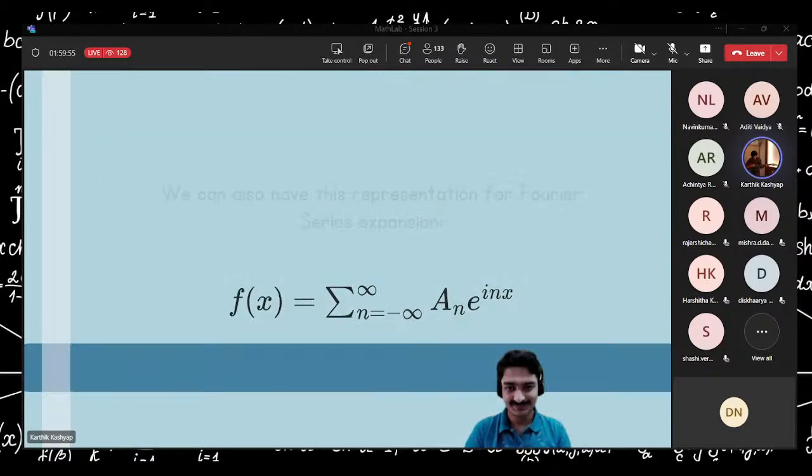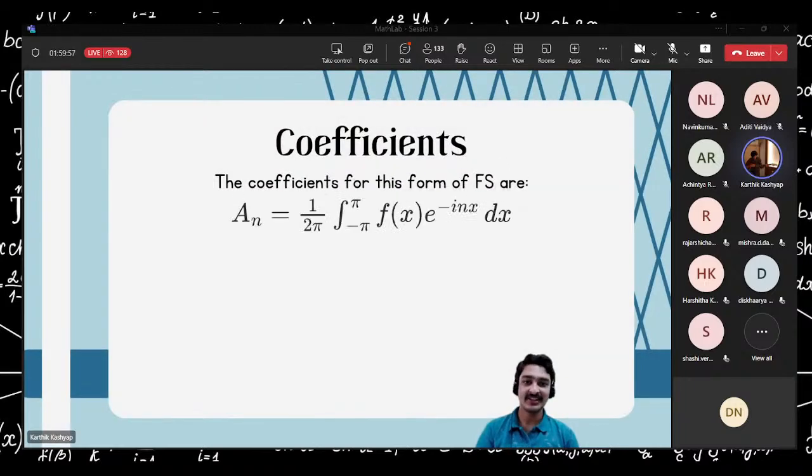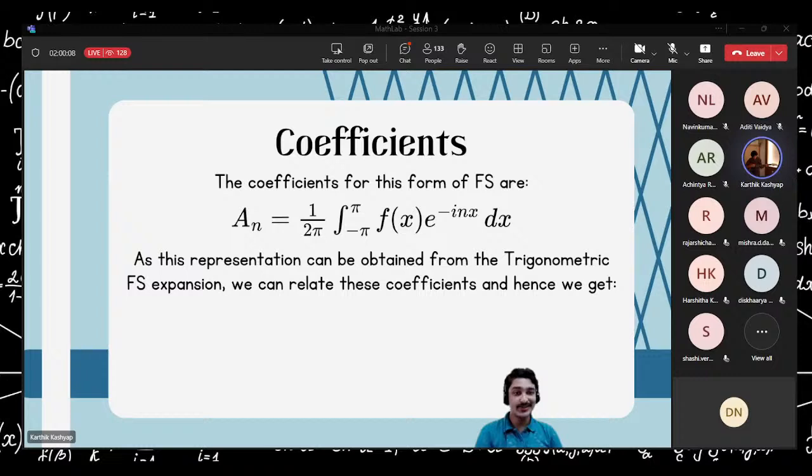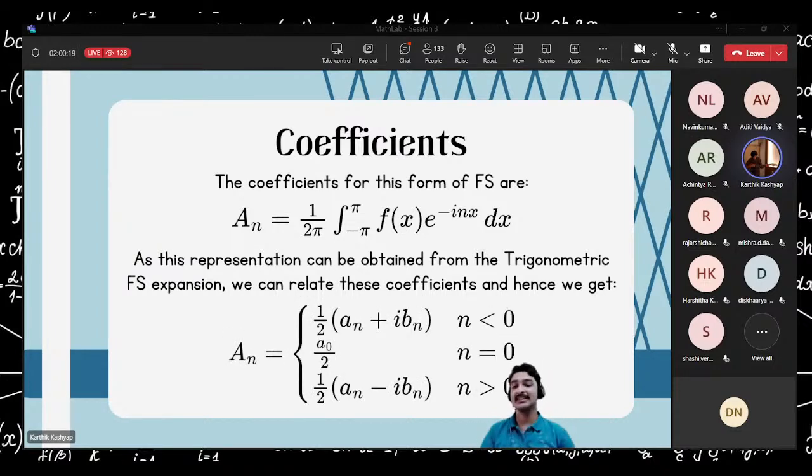So going over this, we can get the coefficients as this. I won't be proving this. You can do this. It's the exact same proof that I have done for the trigonometric series. Nothing changed. It's just a different representation. That's all. And then because these two are related, the Fourier series in the trigonometric and the exponential forms are related. We get one from the other. So we can relate the coefficients as well. And we get this. Again, I'm not going to prove this. This is pretty straightforward itself.